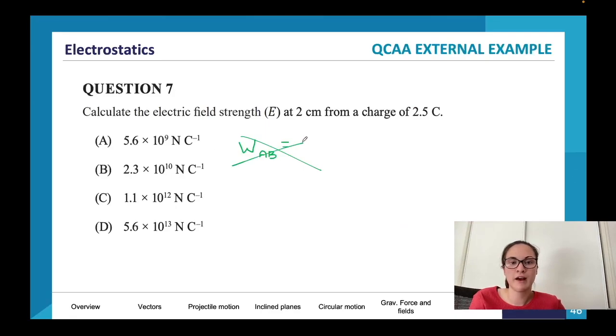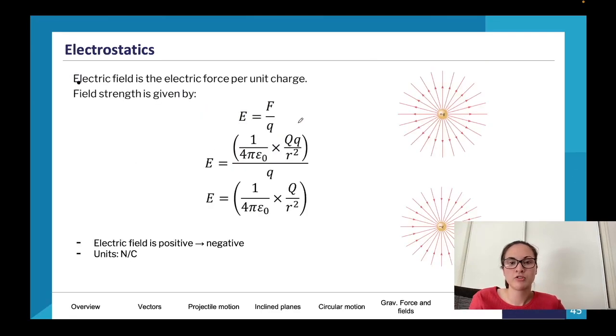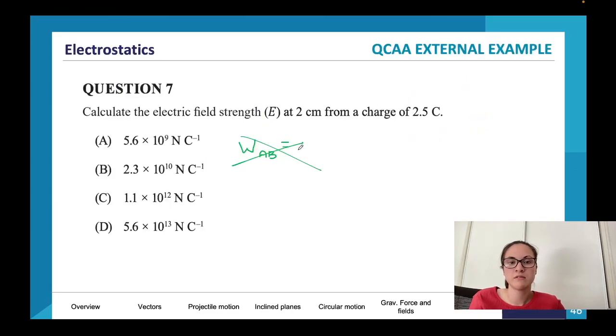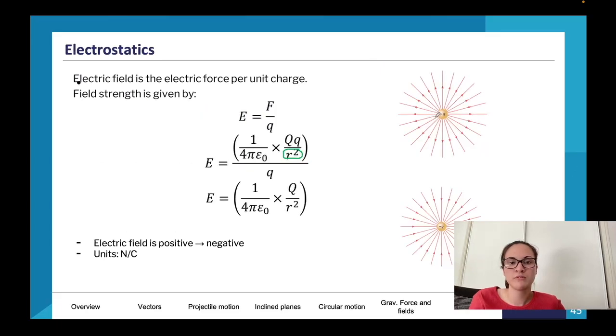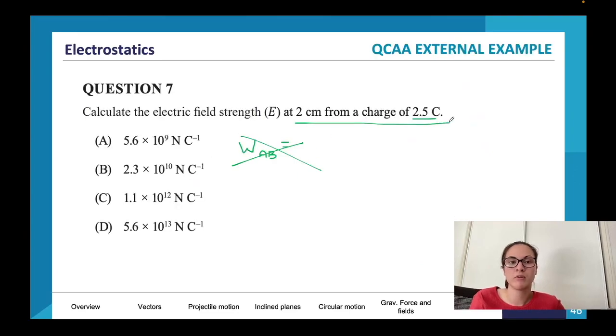Ignore that math there. Make sure that you put in 2 centimeters here, but make sure it's in meters. And this is 2.5 coulombs. This is the formula that you'll be using, because you're only talking about 1 point charge. So this is where you have that information from here.